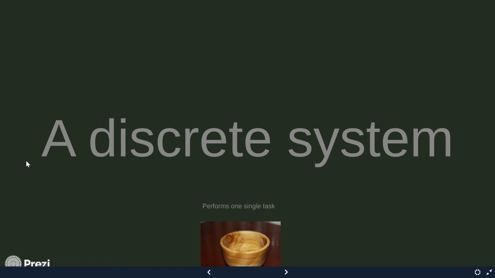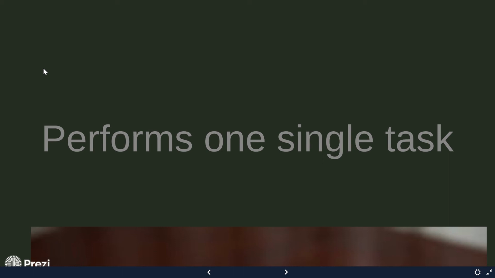The next one is a discrete system. Now, a discrete system is where, I like to say, it says here in a discrete system, it performs one single task. And so a discrete system would be something like a piece of furniture that is handcrafted but not mass produced by, like, IKEA or Fantastic Furniture would be mass produced furniture, but let's say something that's made out of wood that's handcrafted by a manufacturer or a person is performing one single task.